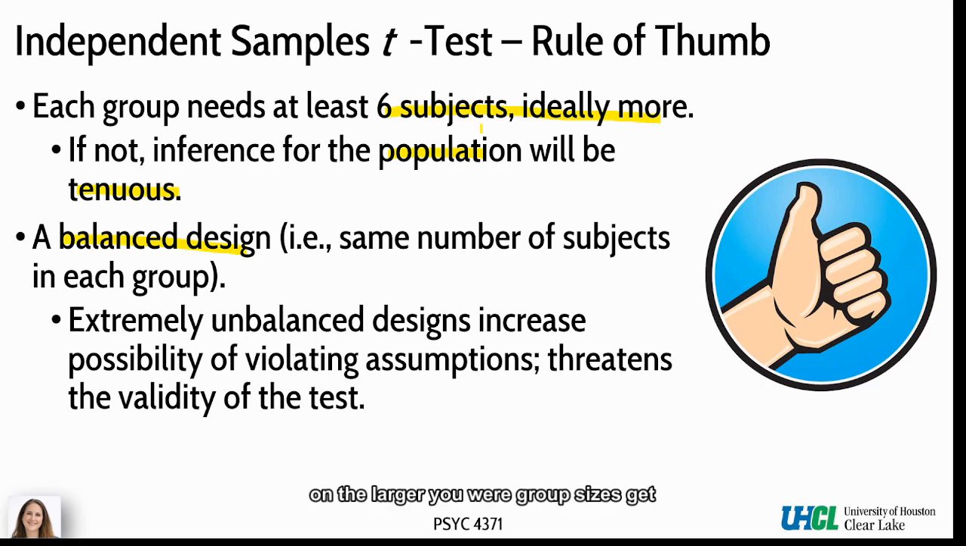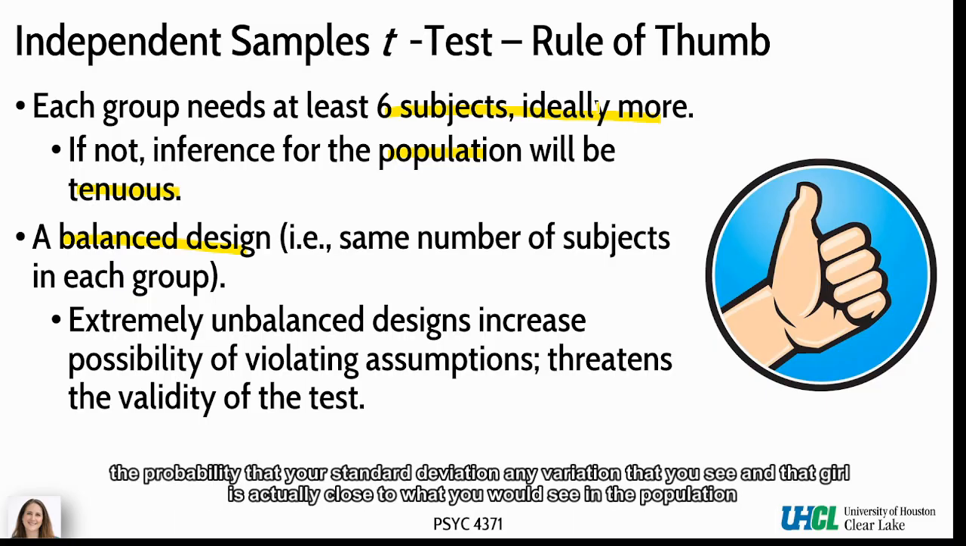The larger your group sizes get, the more reliable your outcome is going to be, because that increases the probability that the variation you see in that group, your standard deviation, is actually close to what you would see in the population.